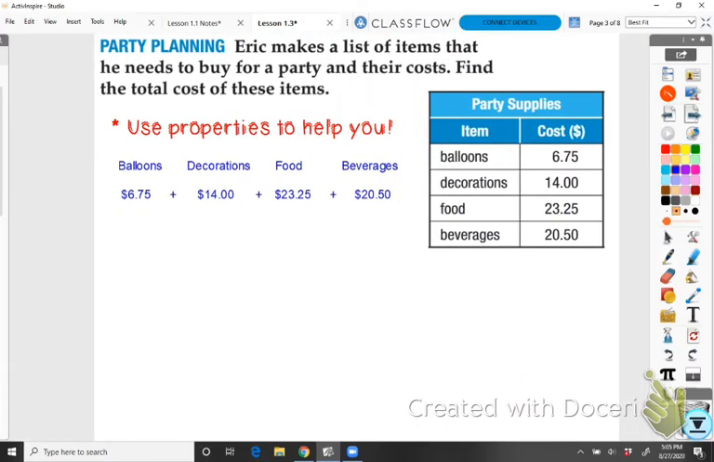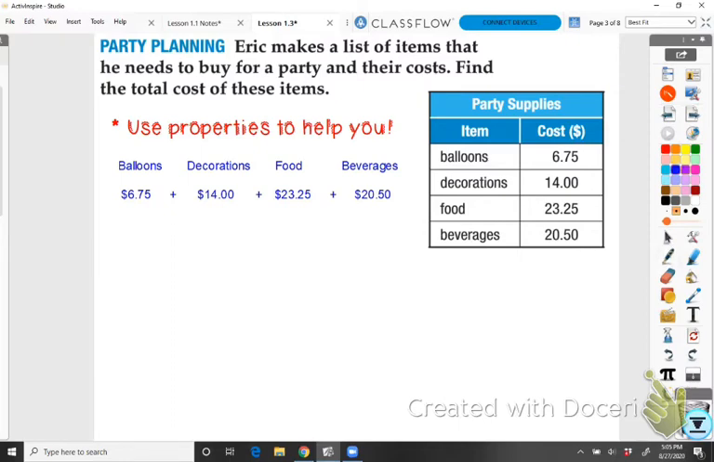All right, so why do we have these properties? Let's apply them. So Eric makes a list of items he needs to buy for a party and their cost. Find the total cost of these items. Use properties to help you. So we have these properties to make mental math easier. Of course, I could go right down the row and add the balloons, the decorations, the food, and the beverages in the order that it's on the chart. However, there's an easier way to group some of these numbers around that makes the mental math easier.